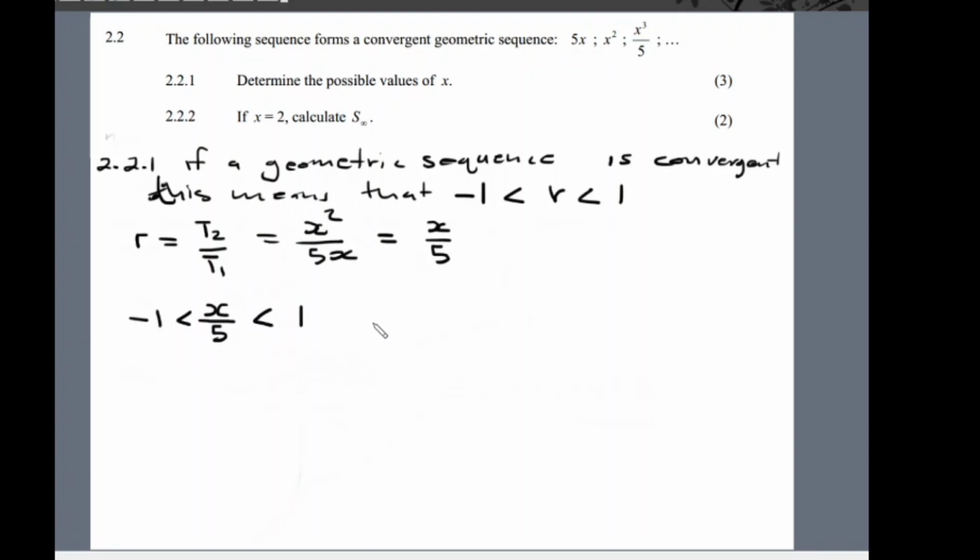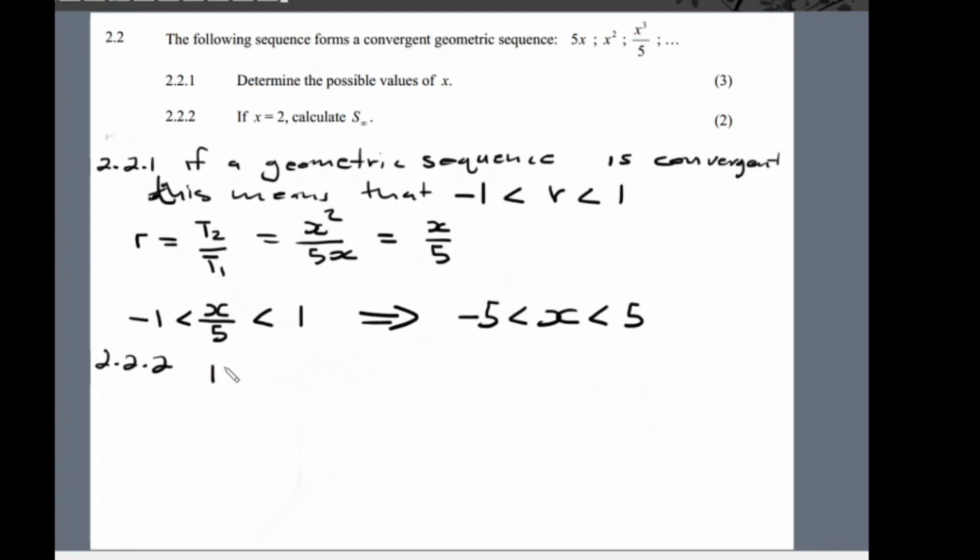Which means that for the possible values of x, we multiply throughout the inequality by 5, and you will find that for this series to converge, x must be between minus 5 and 5. Okay, so that is how you do this question. And then next is 2.2: if x is equal to 2, calculate the sum to infinity.